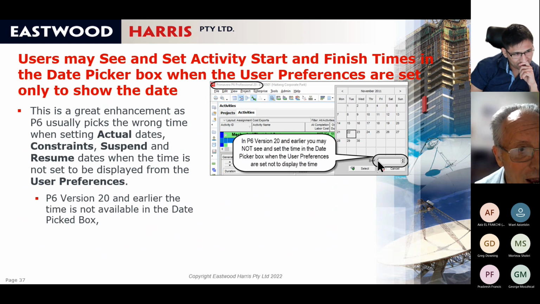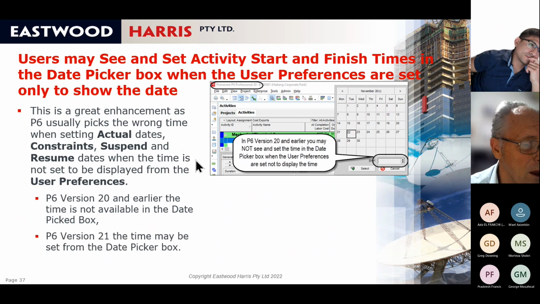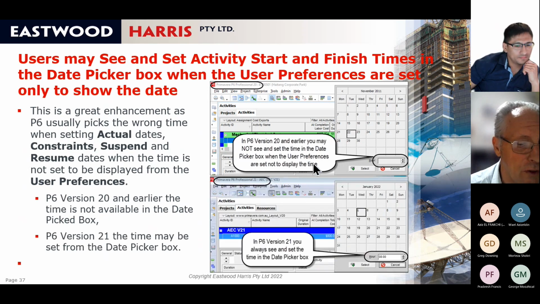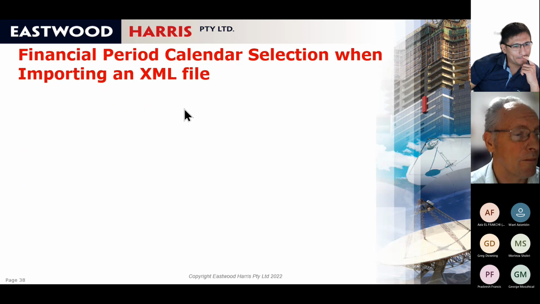So if you set a suspend date, it would always set the time as the morning. And if you set a resume date, it would always set it in the evening, which doesn't make sense. And often actual starts and actual finishes are set at midnight, stuff like that. So in version 20, if you just showed the date without the time, you didn't see the time here. But in version 21, if you don't show the date with the time, you actually see the time in the date picker box, which I think is a good enhancement. But my basic opinion is that you should still show the date and time in columns anyway. But this is a good enhancement.